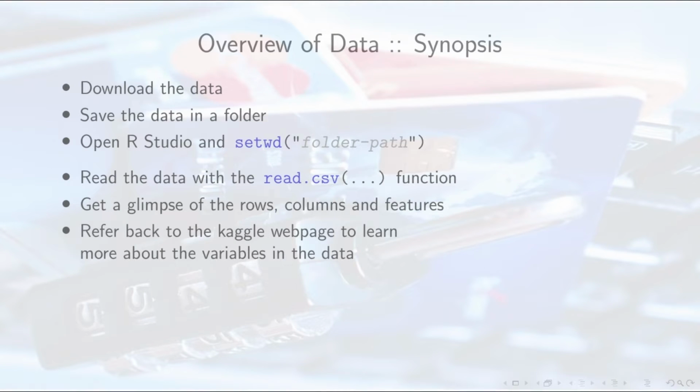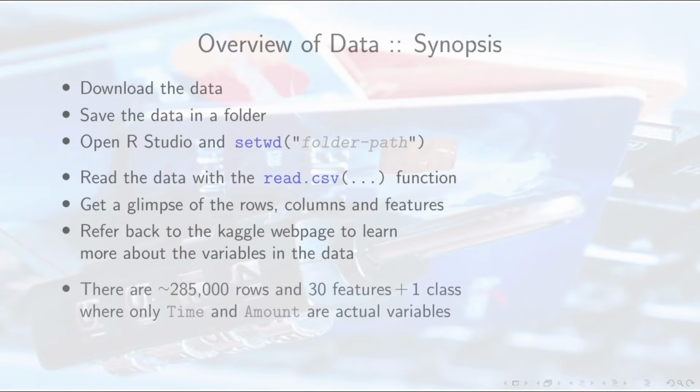And we can refer to the Kaggle web page to get more information about the variables in the data, where we saw that there are almost 285,000 rows and 30 features plus one class, that is 31 variables in total, where time and amount are the actual variables, whereas the other 28 variables are the principal components of the actual variables, which are not shown here. So we work with these 30 features and try to classify the whole 285,000 observations into either of the 0 or 1 classes. So that's all for this session on the overview of the data.